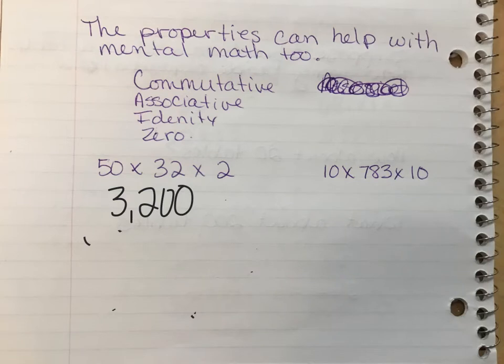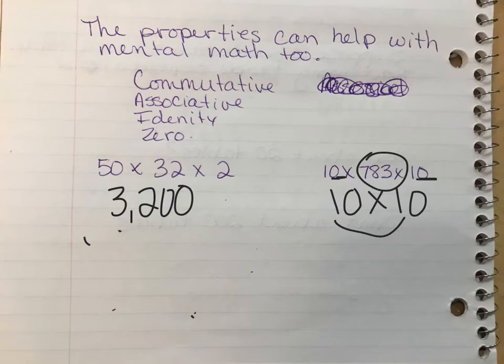Well, any number that ends in 0 is going to be easier to use. So I'm going to use my commutative property to move my 10s next to each other. I'm going to worry about this one later. And I'm going to say, okay, well, 10 times 10, here's the identity property because I'm going to times by 1. And then I'm going to put those zeros in there, drop those zeros down.